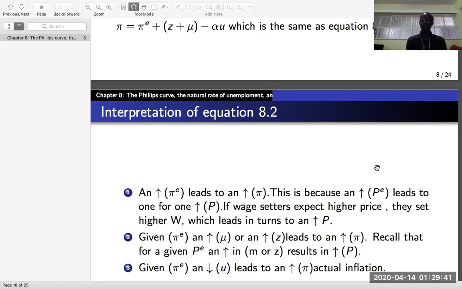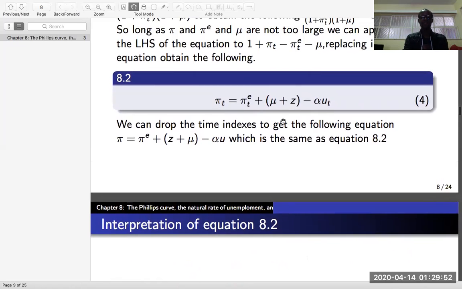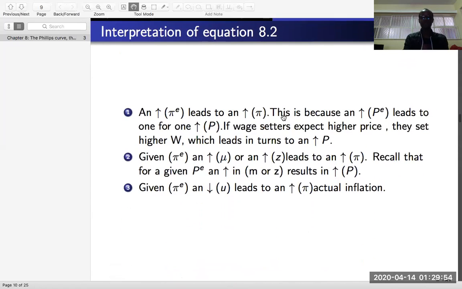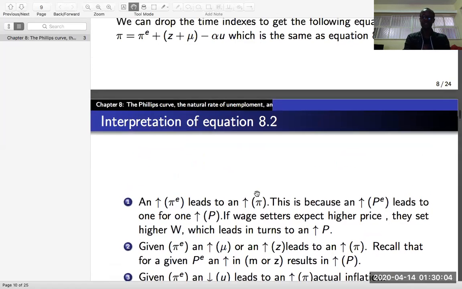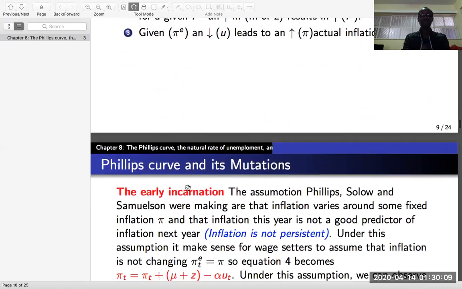Similarly, if you hold expected inflation constant and you increase your markup or your catch-all variable, your inflation will increase according to equation 4 above. Similarly, for equation 3, if you hold expected inflation constant and you decrease unemployment, it leads to an increase in inflation. So there's a negative relationship there. It's merely an interpretation of it.